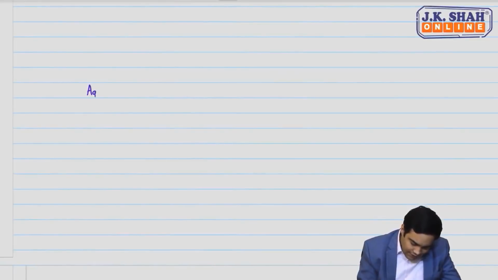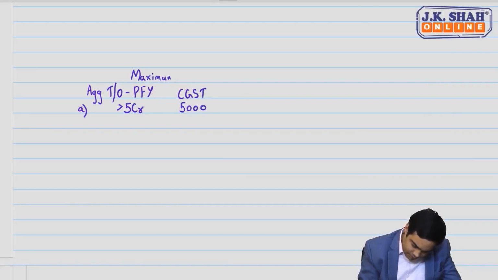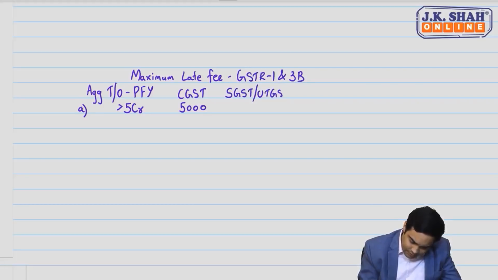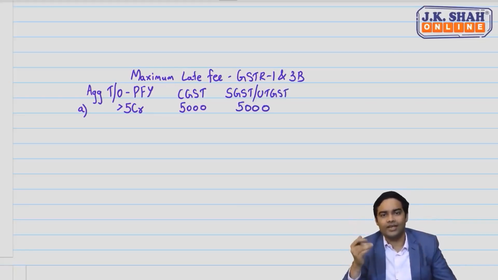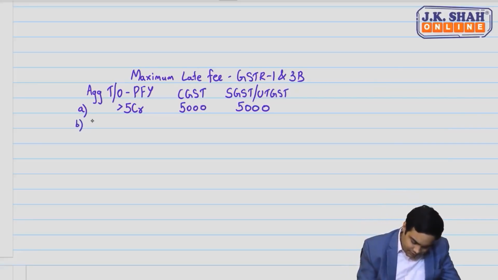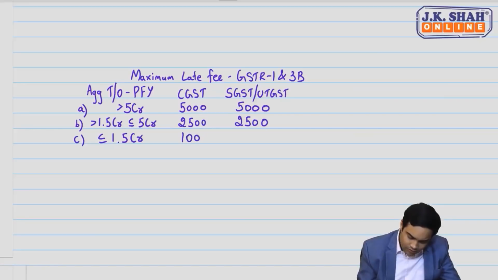Now, you have to check aggregate turnover in preceding financial year. If last year turnover was more than 5 crore, then CGST maximum late fee 5,000, SGST / UTGST maximum late fee 5,000. This is standard which is even now there. But for 1 and 3B, they have reduced it for other segments. Like if it is more than 1.5 crore but up to 5 crore turnover, then maximum 2,500, 2,500. Below 1.5 crore, 1,000, 1,000.